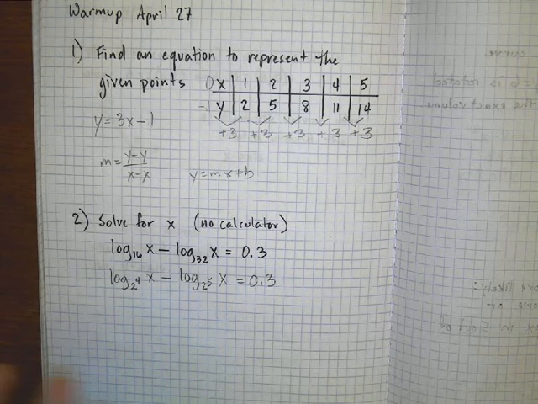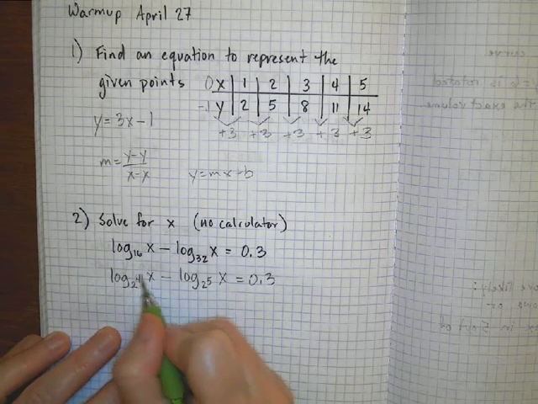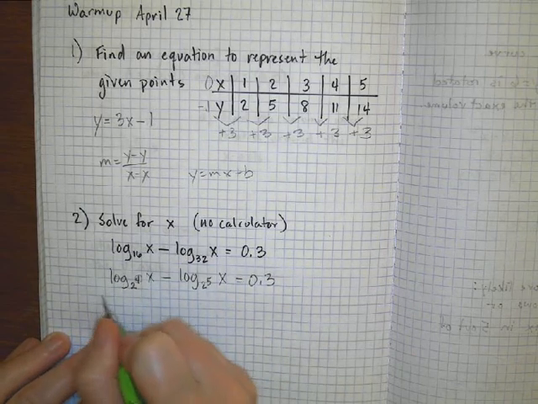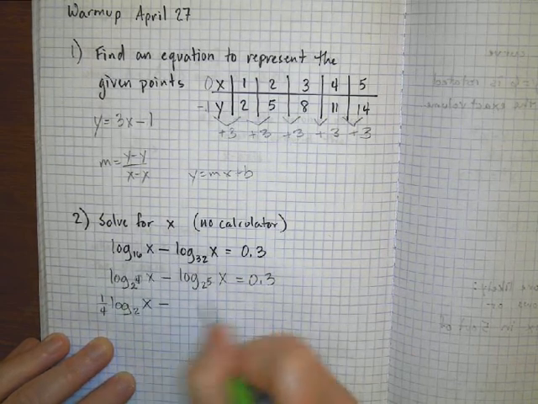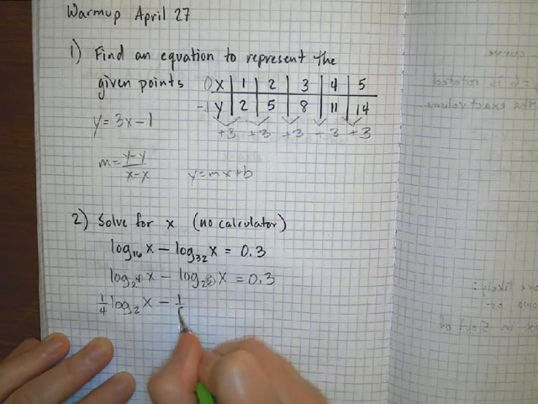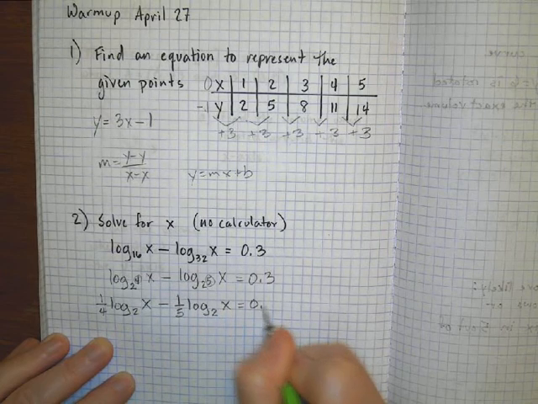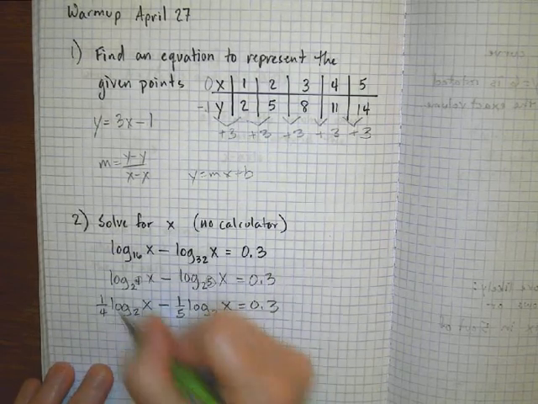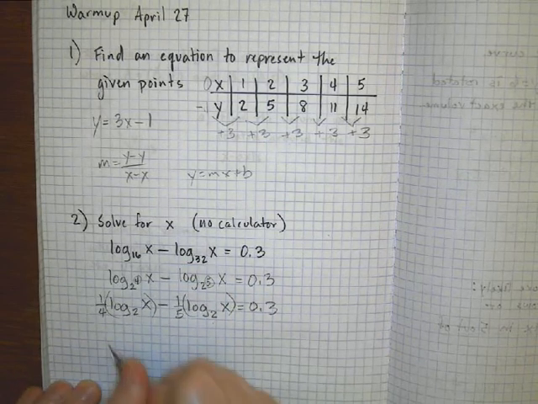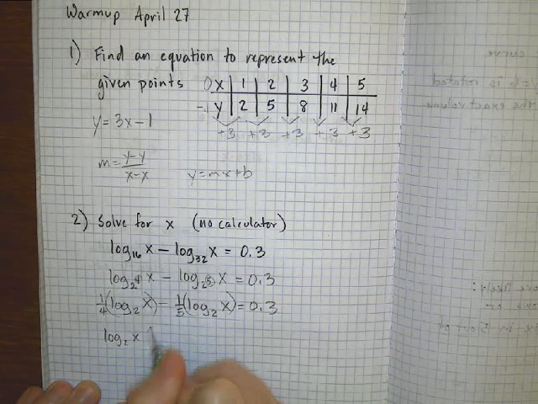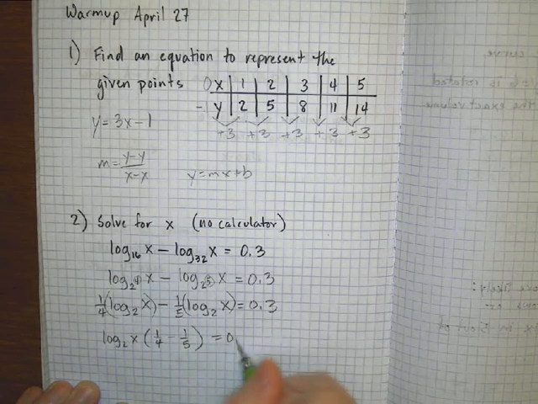I don't really want to do the whole thing on here to prove it again, but we figured out there's a little shortcut. If you have an exponent here, you can just change that to the reciprocal in front. So this is equal to 1/4 log base 2 of x minus, and since this is a 5, it would be 1/5 times log base 2 of x is equal to 0.3. Okay, now you can see that I have these in common. So I can factor that out. So I'm going to have log base 2 of x times 1/4 minus 1/5 is equal to 0.3.